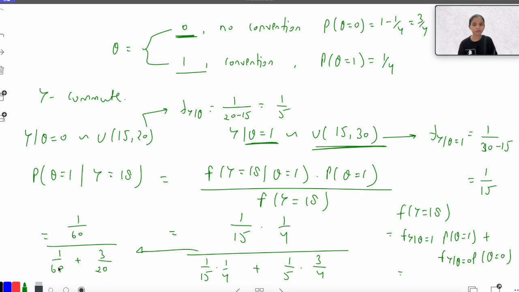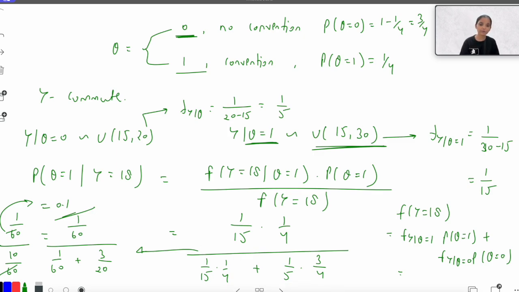Okay, you can solve this, it's just a simple computation. That will be 1 by 60, and 3 threes are 9, plus 1 is 10, so you will be having 1 by 10, that is 0.1. Okay, so that's the 0.1 probability.